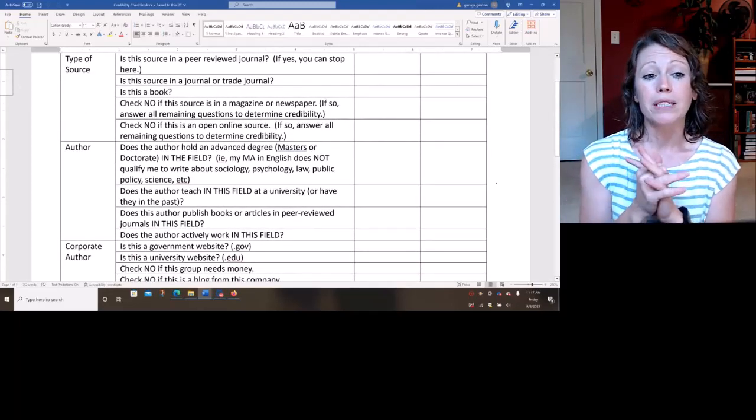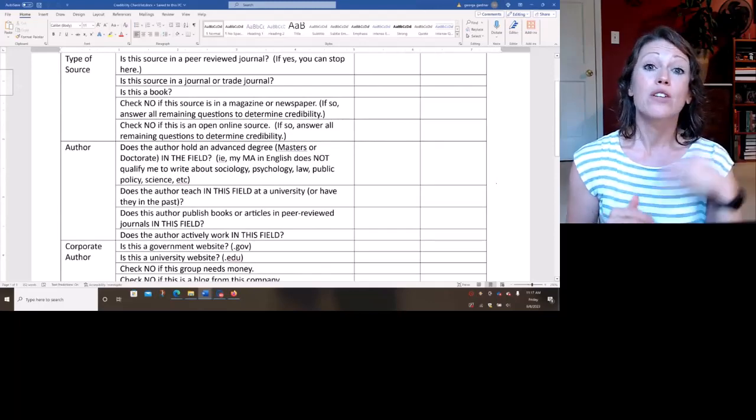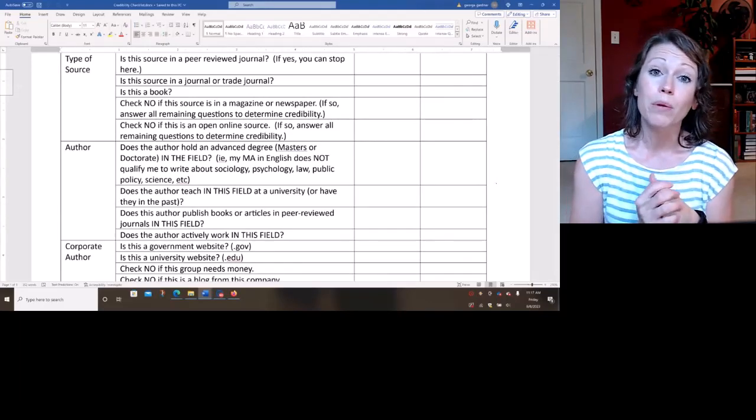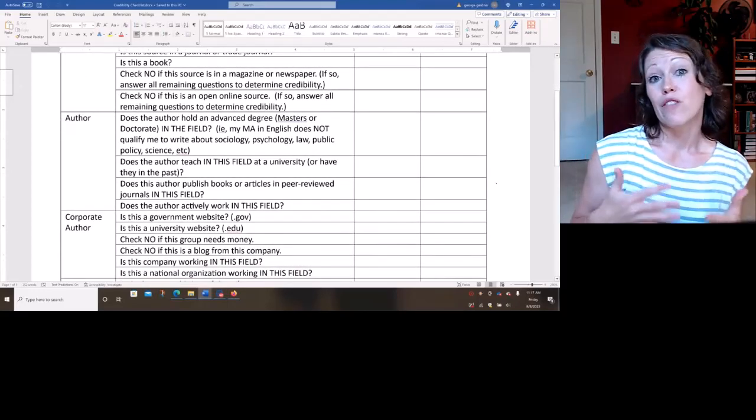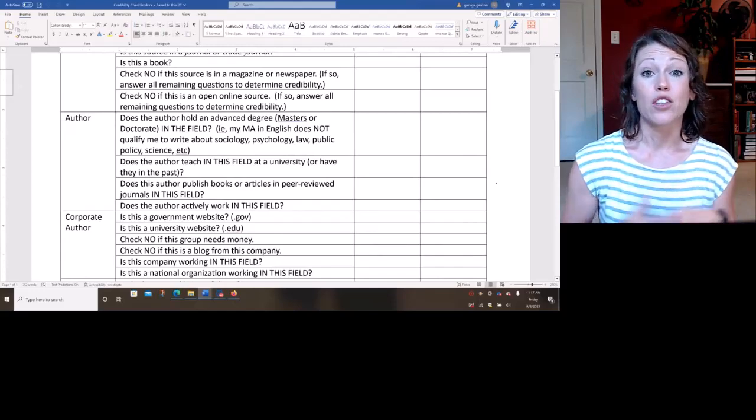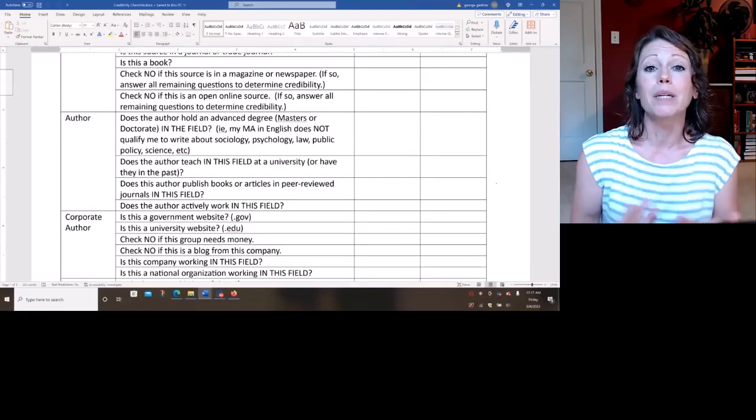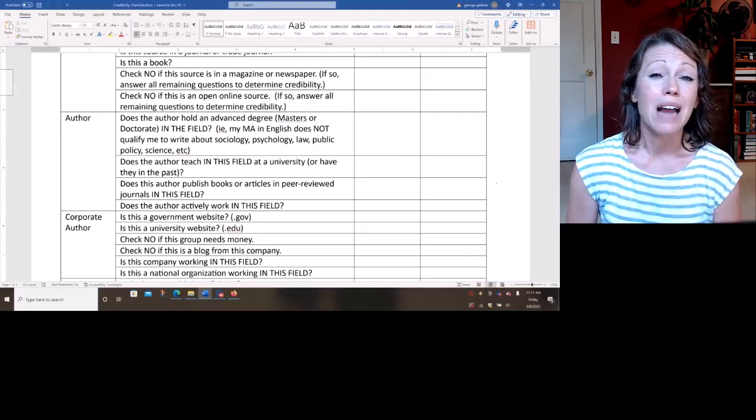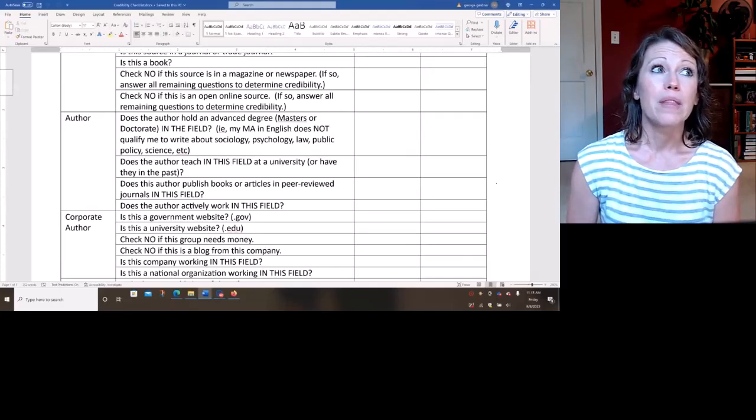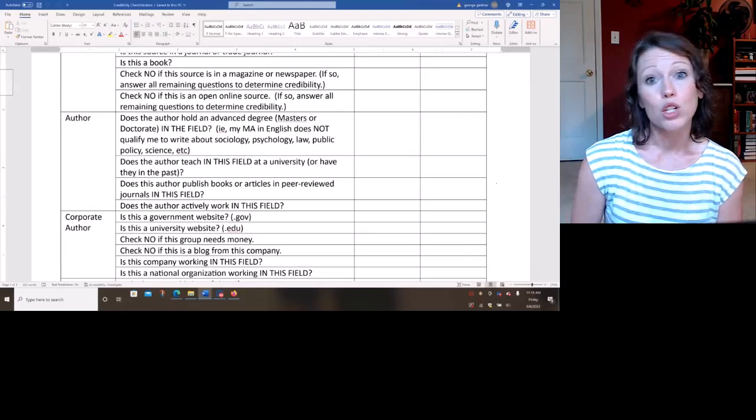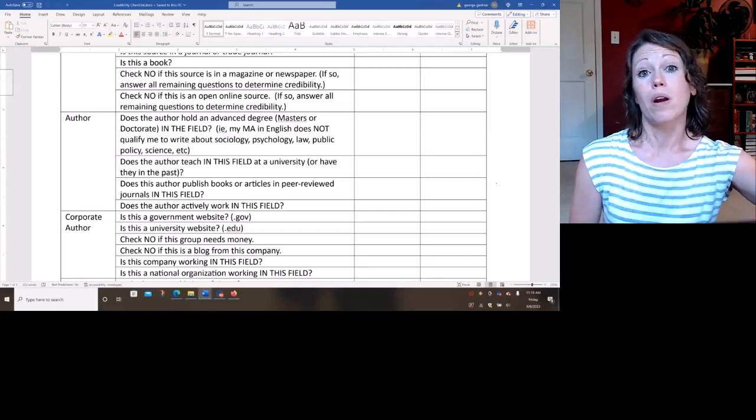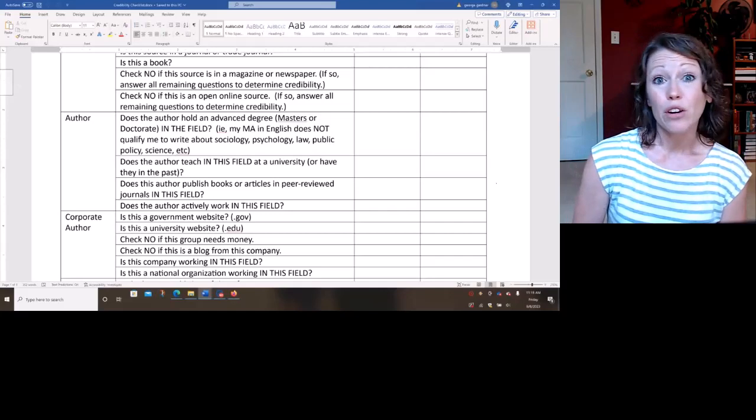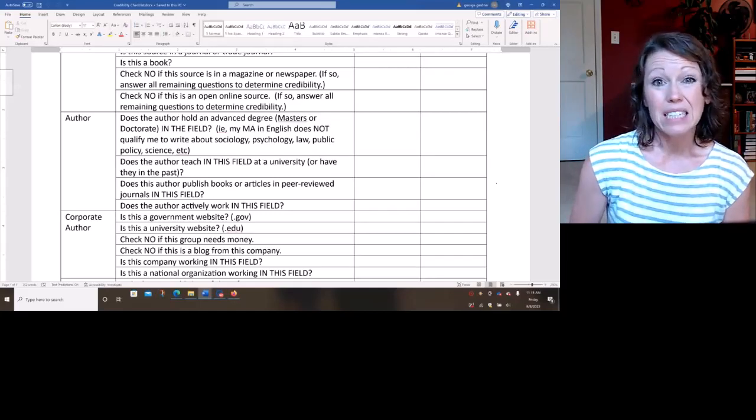Is it from an open online source? If it is, then you need to continue on with this checklist to determine whether or not it meets standards for credibility. Once you've looked at where the information is coming from, the next thing you need to look at is the who. Who is the author? Who is publishing this information? If a source does not give you an author, that's something to automatically look twice at. Now, if you've got a corporate author, such as the Mayo Clinic or the CDC, then you can jump down to corporate author. But if it's just no author listed at all, that's kind of suspect.